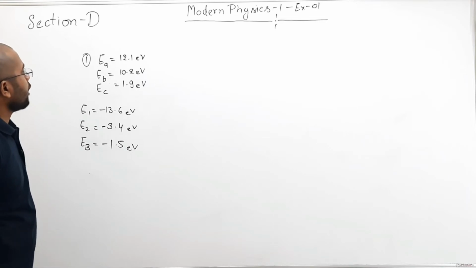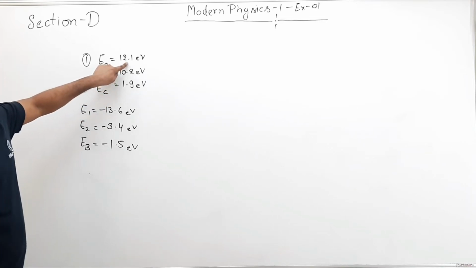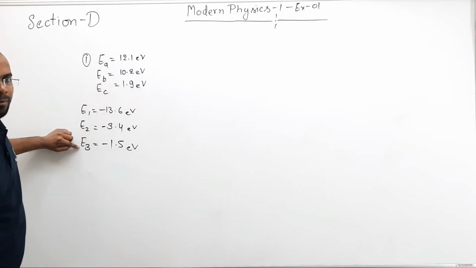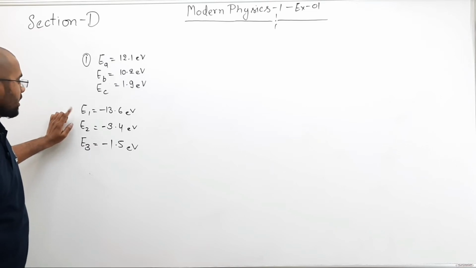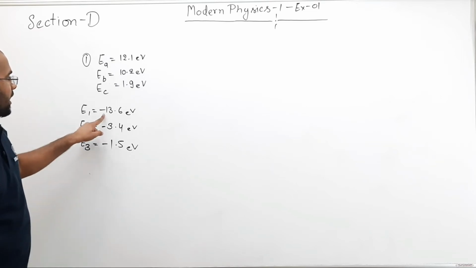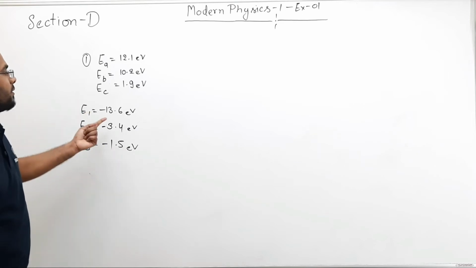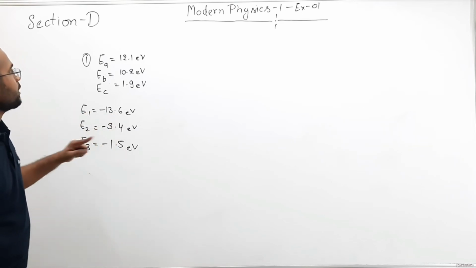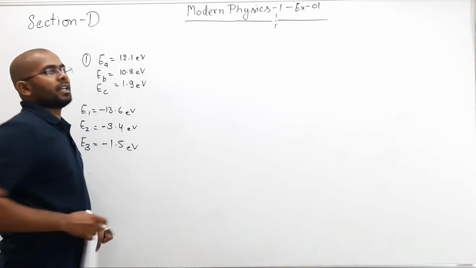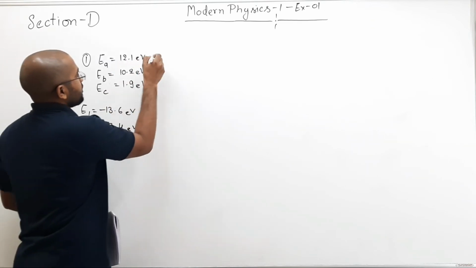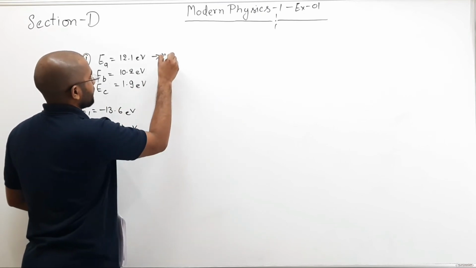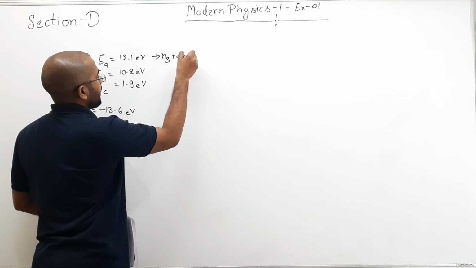Now see, how can we emit this much energy photon? Which level should I jump from to which level? Now if you pay attention, if I jump from third orbit to the first orbit, what is the difference between third and first? Minus 1.5 minus of minus 13.6, so plus 13.6, that is about 12. So if I want to emit a photon of energy this much, then I should jump from where to where? N3 to N1.